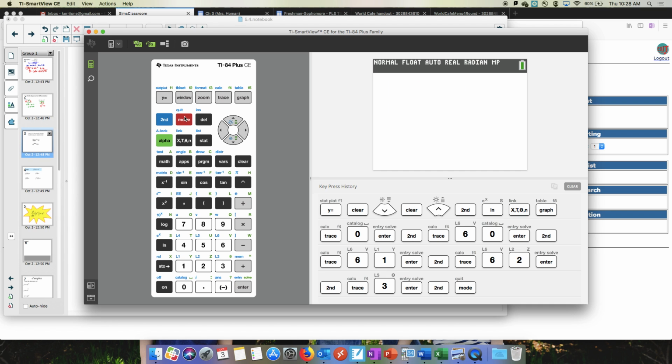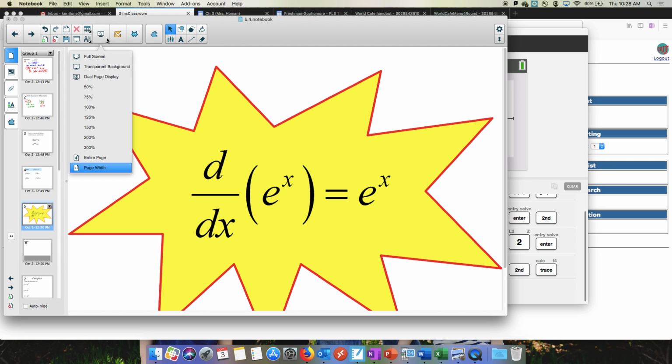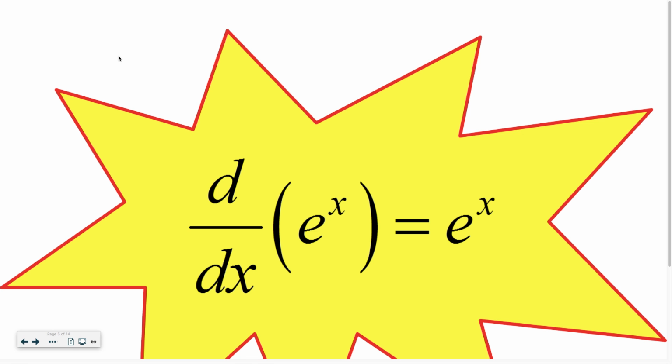The y value and the derivative are the same. Did it happen again? Heidi, are you having trouble with your calculator? Da da da da! The derivative of e to the x is e to the x. Love that. Easiest one to remember.